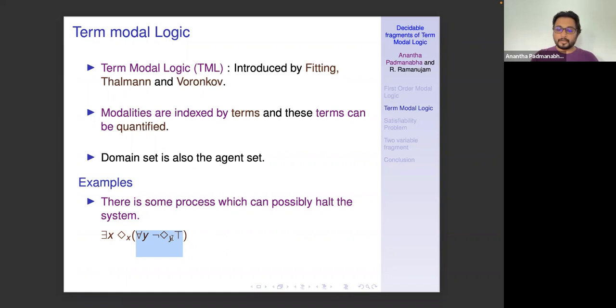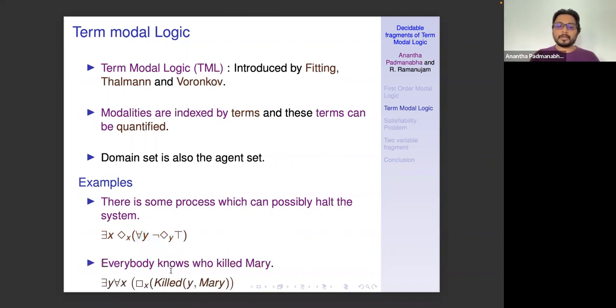So that is what this says. Similarly, in an epistemic setting, you can say something like everyone knows who killed Mary. How do you say that? You say there exists Y such that for all X, X knows that Y killed Mary, right?